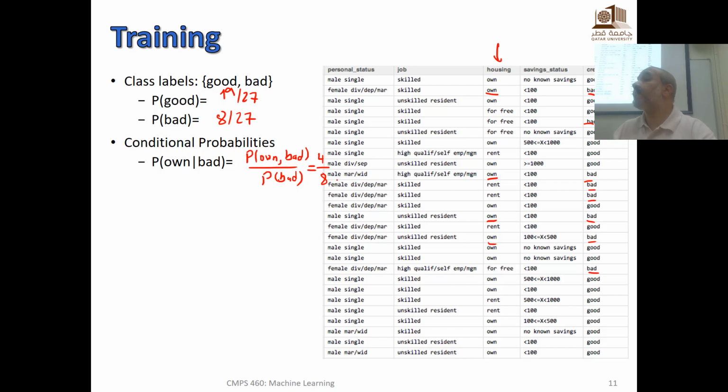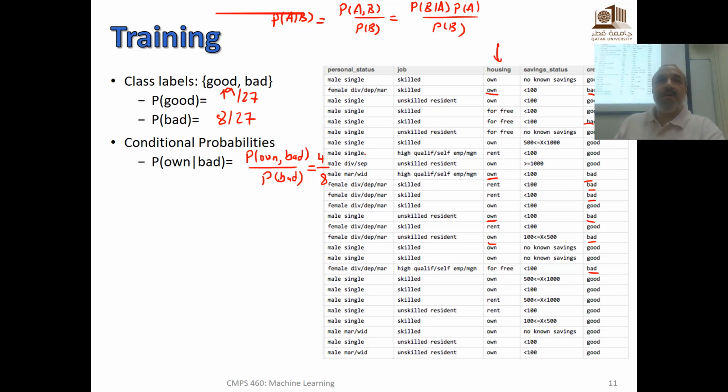The numerator is missing probability of own. Probability of A given B is probability of A and B over probability of B, which can be written in a different way as probability of B given A times probability of A over probability of B. We'll see that in the prediction, but in training it has to be exact.